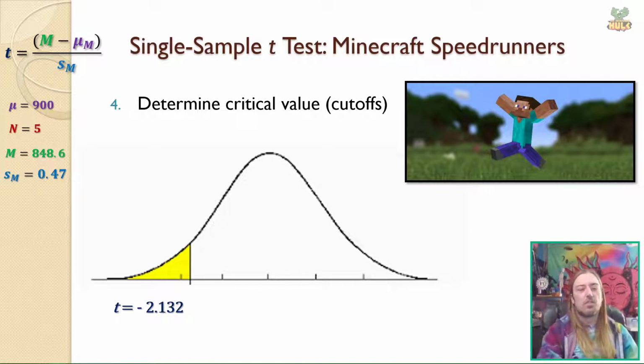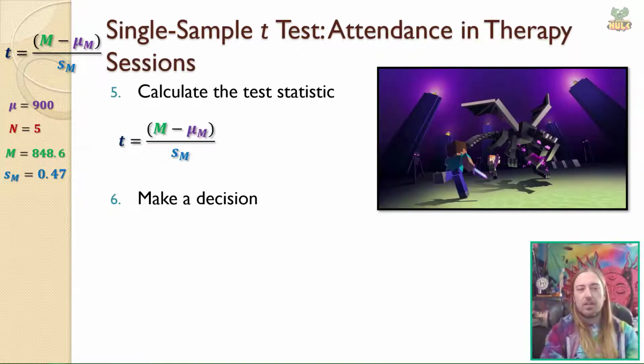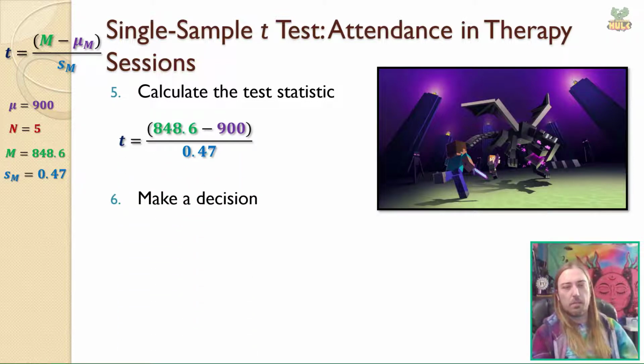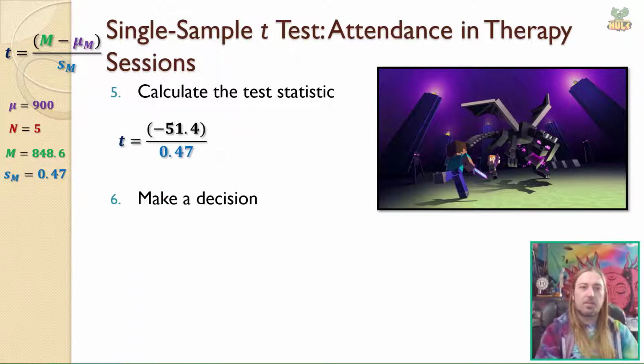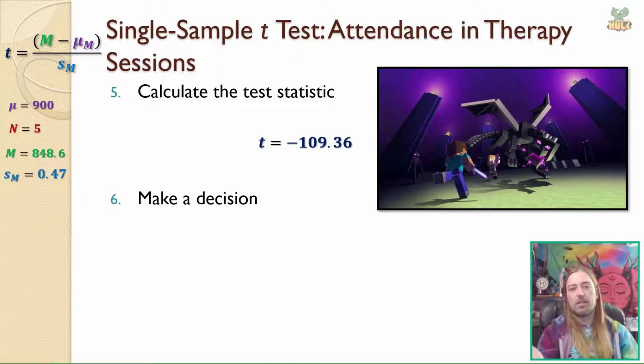Okay, so rolling downhill fast now. Let's calculate the test statistic. Nice and easy. We already know the sample mean. We already know the population mean, right? Those were given in the problem, or at least one of them was. And we calculated standard error already, so we can plug all of that in, right? 848.6 minus 900 divided by 0.47. Solve that top part first, get a negative 51.4 divided by 0.47, and we get our t-statistic. Big, right? Negative 109.36. You're not going to frequently see t-statistics quite this large, but it is still possible.